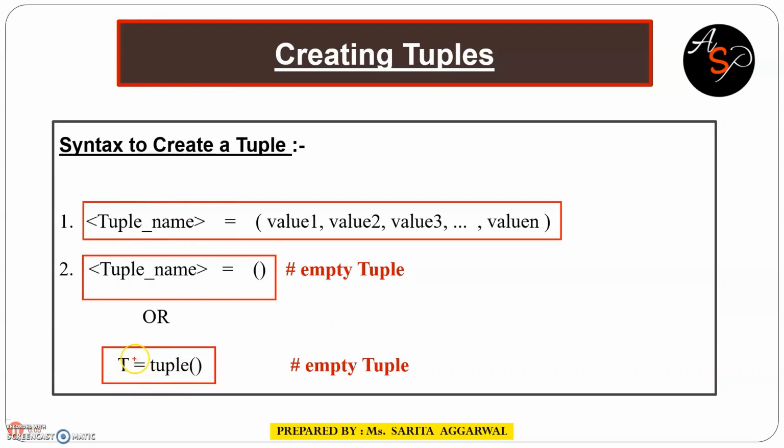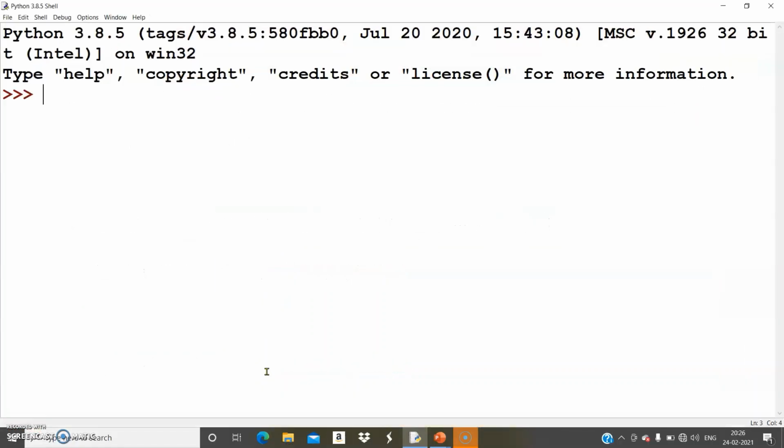This syntax will create an empty tuple, and this is another syntax to create an empty tuple: tuple name, assignment operator, and then tuple method without any argument. These two syntaxes are used to create an empty tuple. Now let's do this practically also. Here I am using a variable t.